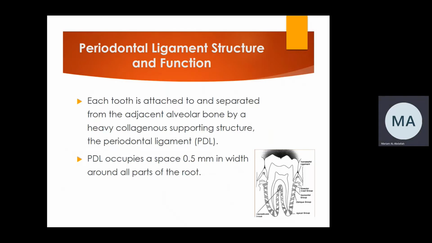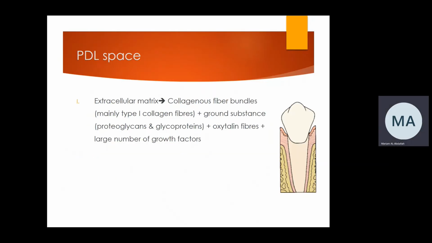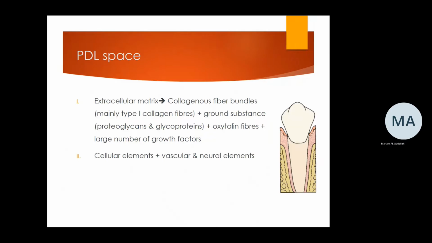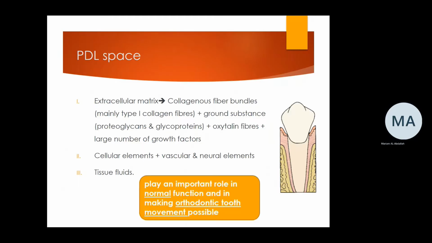Now, each tooth is attached to and separated from the adjacent alveolar bone by a heavy collagenous supporting structure, which is the periodontal ligament. We will talk a little bit about this space that is separating the tooth from the bone. It is around 0.5 millimeter in width all around the root area. This space is filled with extracellular matrix, which is collagenous fiber bundles, mainly type 1 collagen fiber, and ground substance like proteoglycans, glycoproteins, oxytalan fibers, and a large number of growth factors. Then we have cellular elements, vascular and neural elements, and tissue fluids. This periodontal ligament space plays a very important role in normal function and in making orthodontic tooth movement possible.